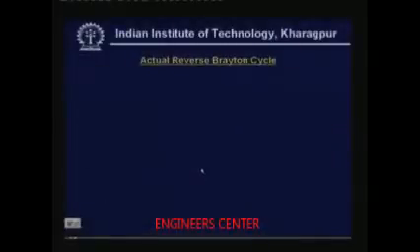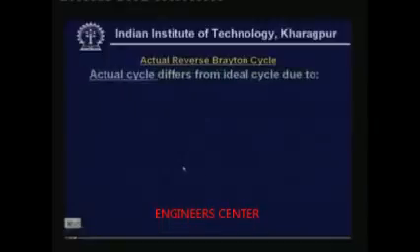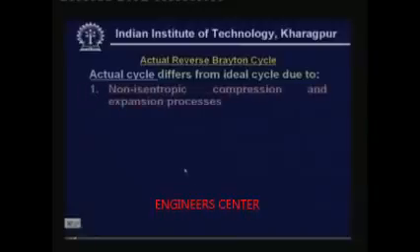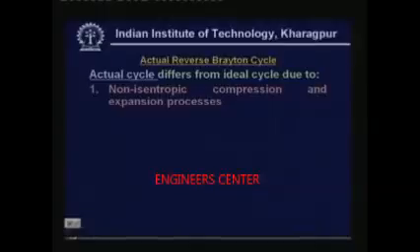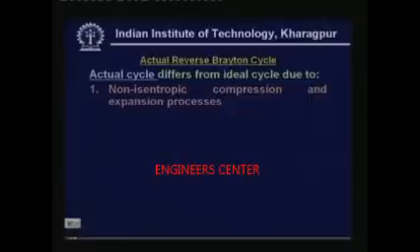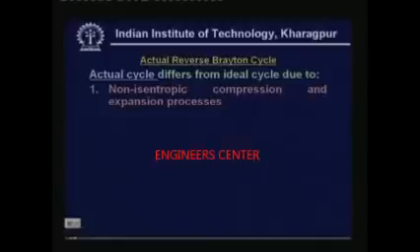Now let us look at actual reverse Brayton cycle. Whatever we have been discussing so far is an ideal cycle. So the actual cycle differs from ideal cycle due to two reasons. The first reason is the non-isentropic compression and expansion processes. That means basically the process 1 to 2 and 3 to 4 could be adiabatic, but they will be definitely irreversible. That means there will be some irreversibility maybe due to fluid friction, okay. So the process becomes non-isentropic. This is the first difference between the ideal cycle and the actual cycle.